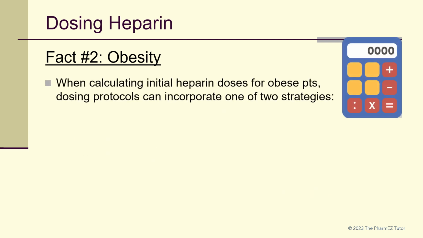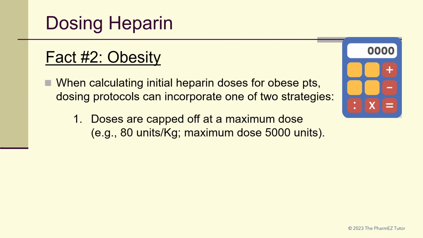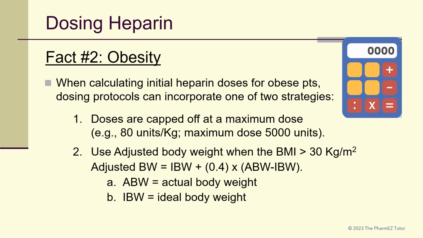When calculating initial heparin doses for obese patients, dosing protocols can incorporate one of two strategies. Strategy number 1, doses are capped off at a maximum dose, for example 80 units per kilogram with a maximum dose of 5,000 units. Strategy number 2 is to use adjusted body weight when the BMI is greater than 30. Adjusted body weight is equal to the ideal body weight plus 0.4 times actual body weight minus the ideal body weight.